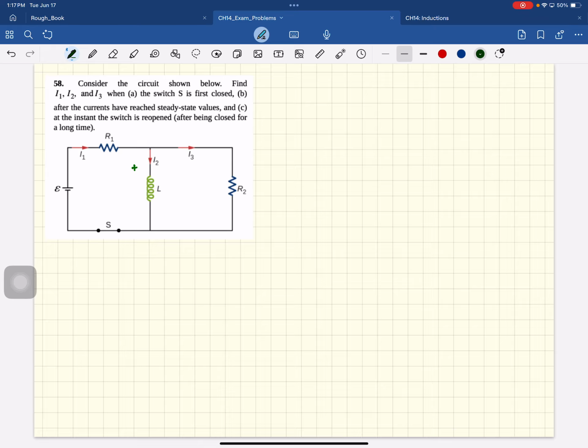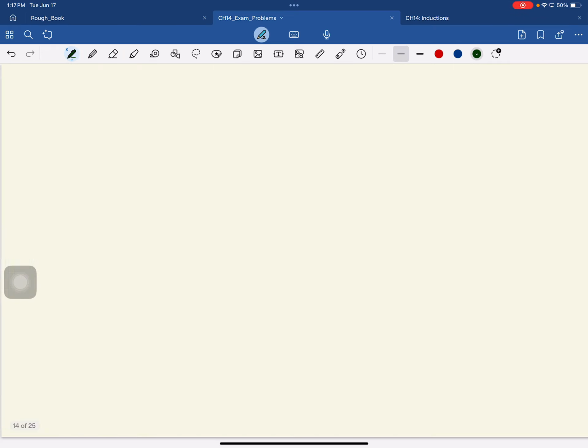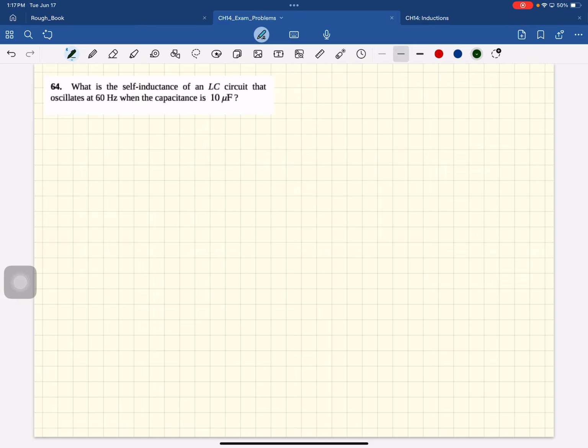All right, you don't have to worry about this problem, okay? It's very messy. That was a little too ambitious. A lot of blank pages. What's that? A lot of blank pages. Yep.